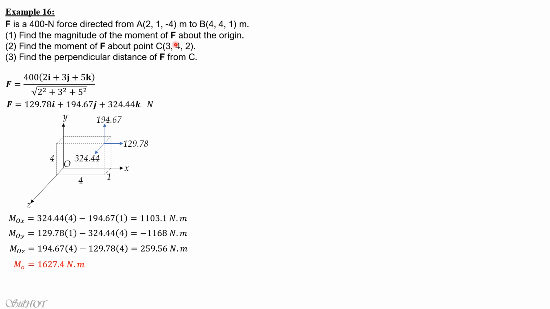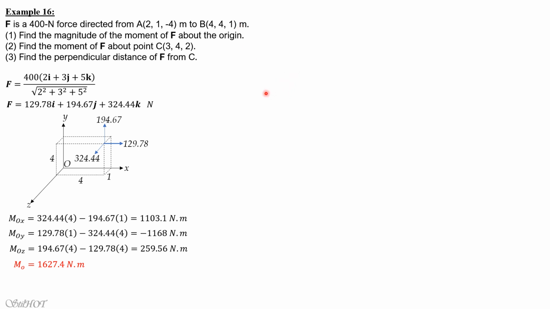So because C minus B, 3 minus 4, is negative, that means point C is on the left side of B. And 4 minus 4 is 0, so there's no y distance or vertical distance, meaning the points B and C are on the same plane, the xz plane.